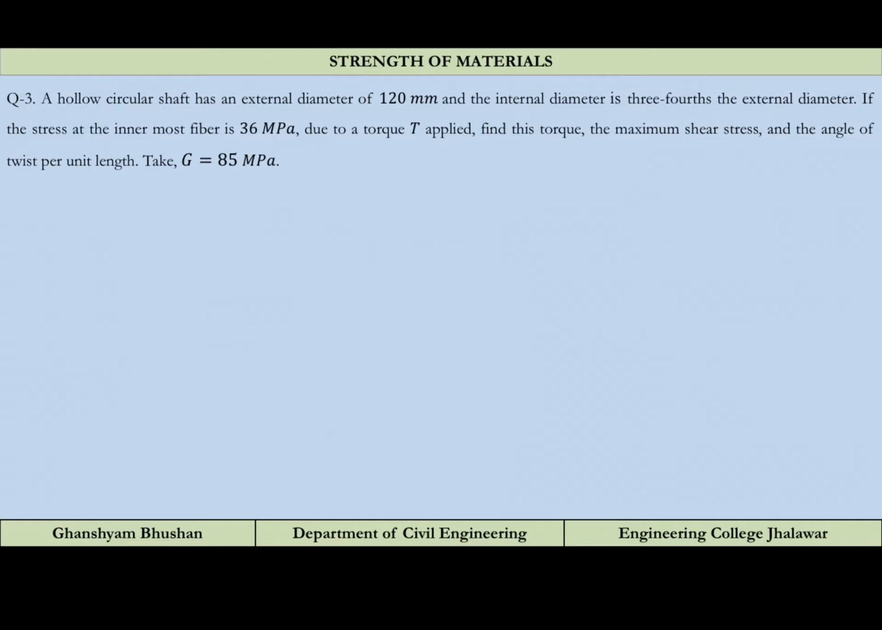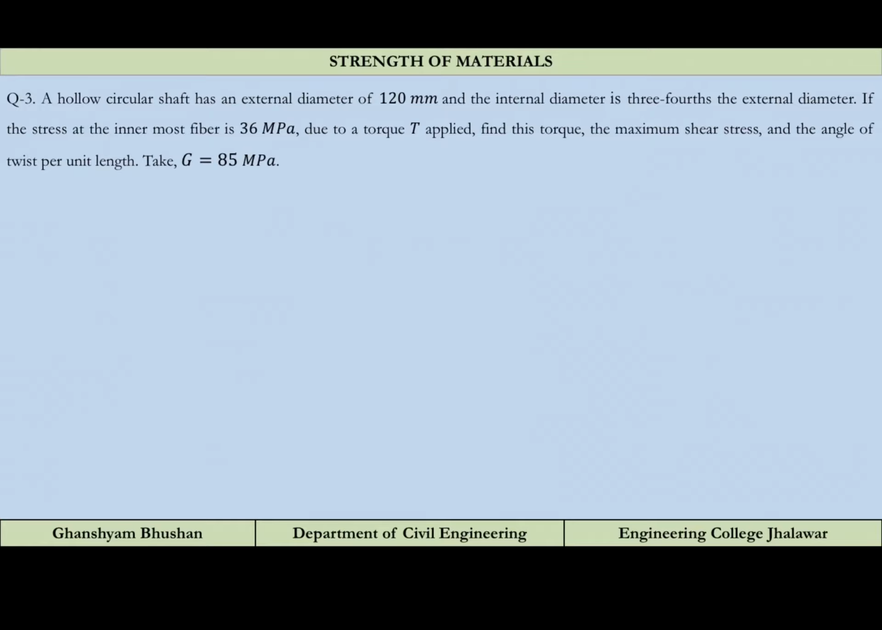It states: a hollow circular shaft has an external diameter of 120 mm and the internal diameter is 3/4 of the external diameter. If the stress at the innermost fiber is 36 megapascal due to an applied torque, capital T, find this torque. We also have to calculate the maximum shear stress and the angle of twist per unit length.